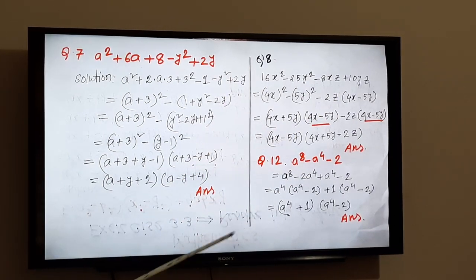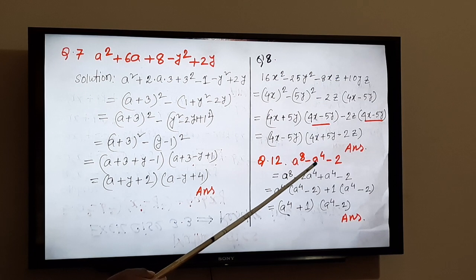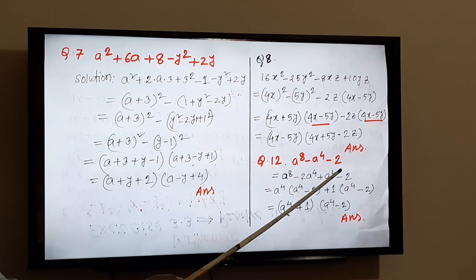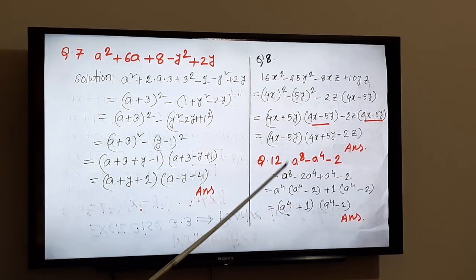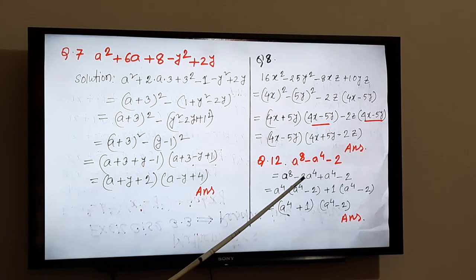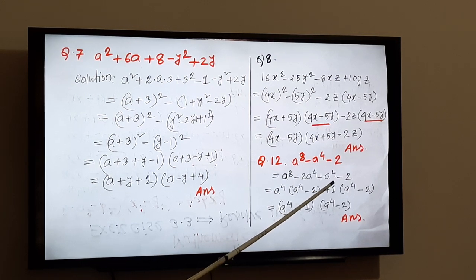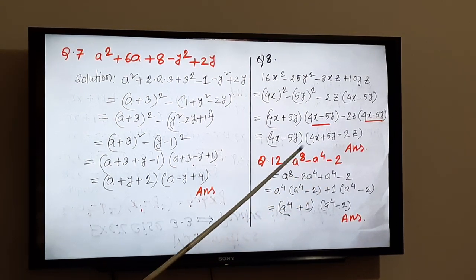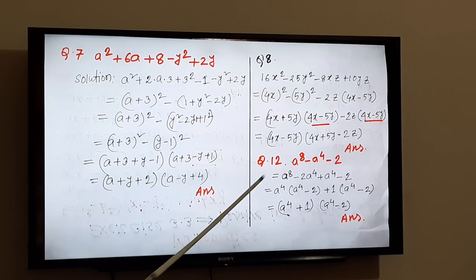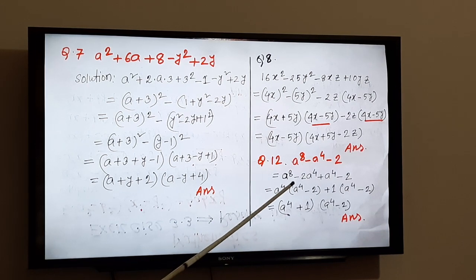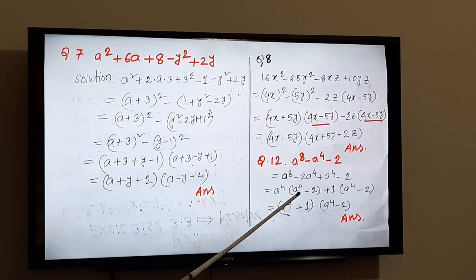Now question number 12. a⁸ − a⁴ − 2. Reorder this line. Minus a⁴, we can write it as minus 2a⁴ plus a⁴. If you simplify this, it will be minus a⁴. After this process, we can take a⁴ common from the first two terms, then the remaining term is a⁴ − 2.